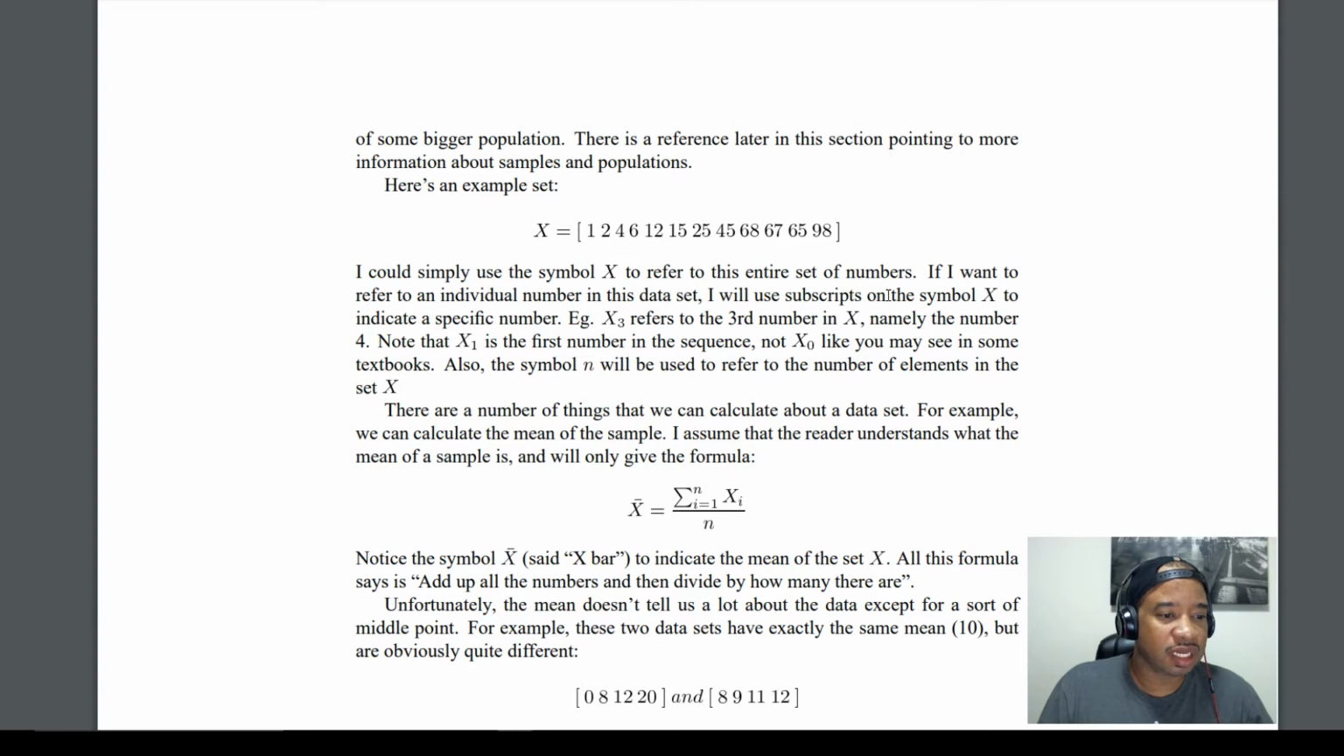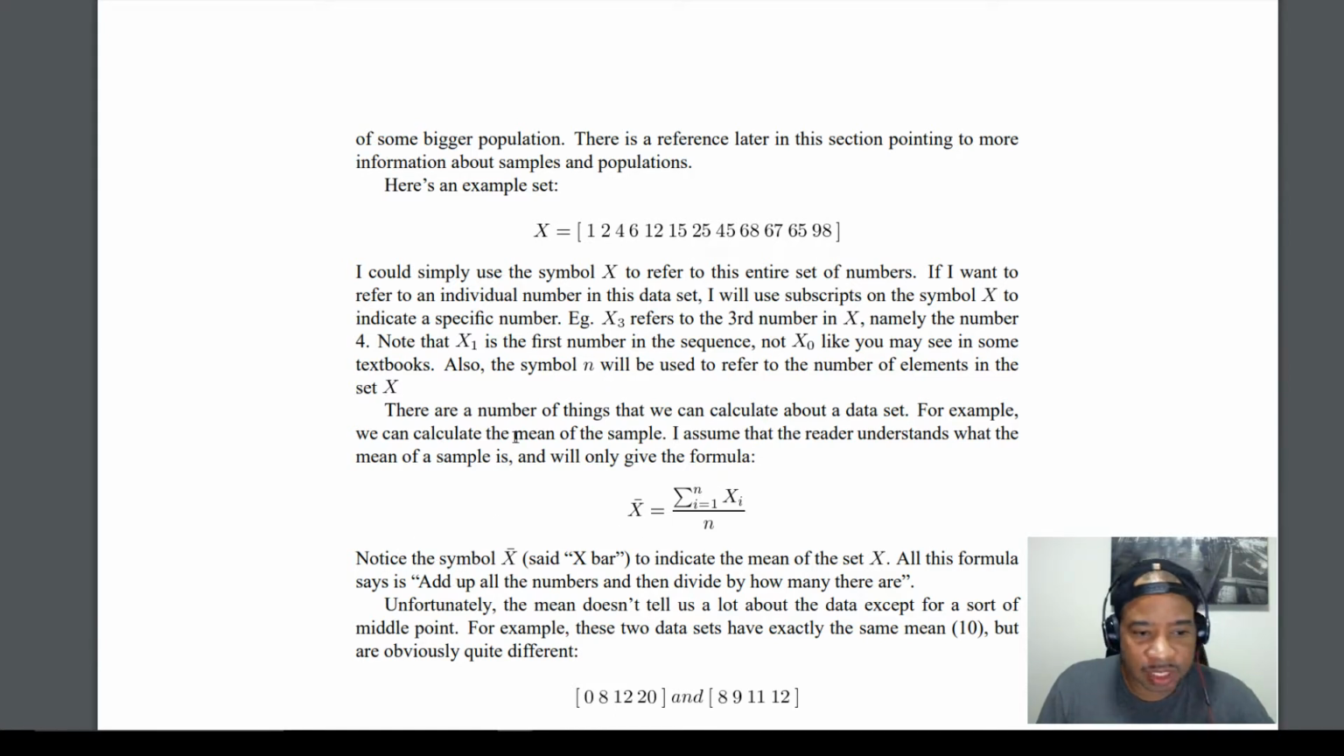So, e.g., X sub 3 refers to the third number in X, namely the number 4. So X sub 3 is 4. Note that X1 is the first number in the sequence, not X0, like you may see in some textbooks. Also, the symbol N will be used to refer to the number of elements in the set.